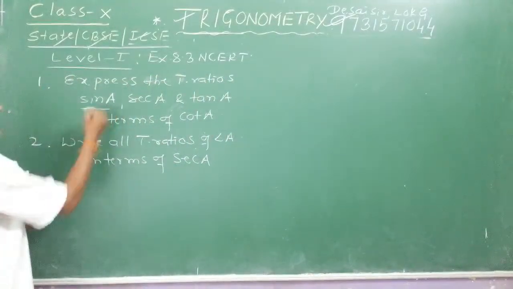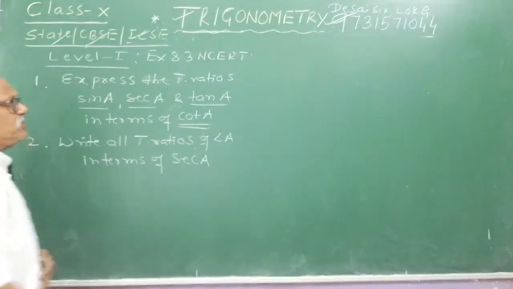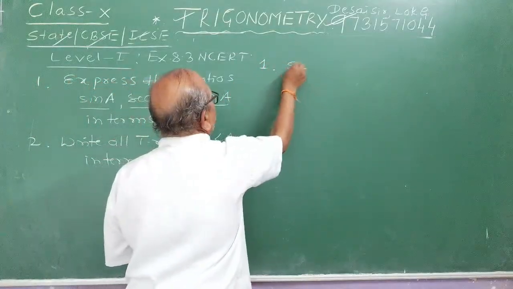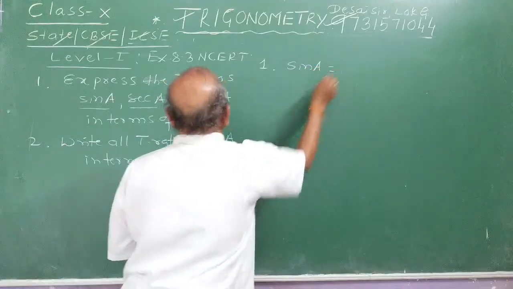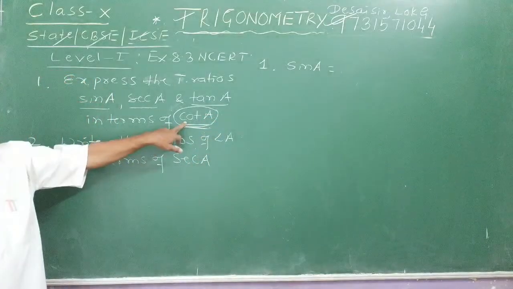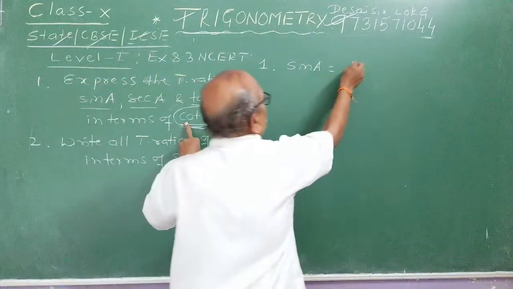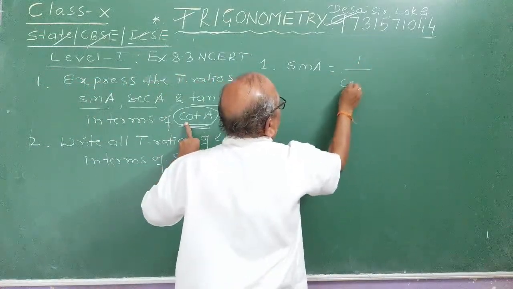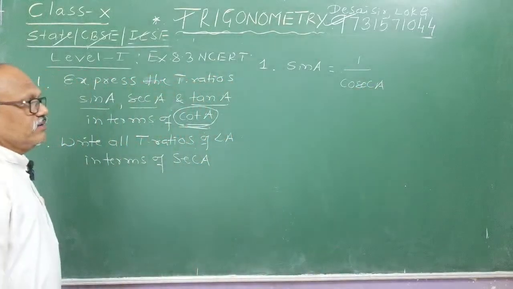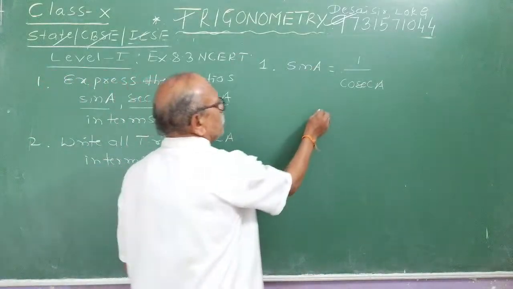You have to express sin A, sec A and tan A in terms of cot. You start with sin A, and we want to express it in terms of cot A. Observe carefully: cot is related to cosec. Therefore, can I write sin A as 1 upon cosec A, because the reciprocal of cosec A is sin A? Check in your identity.